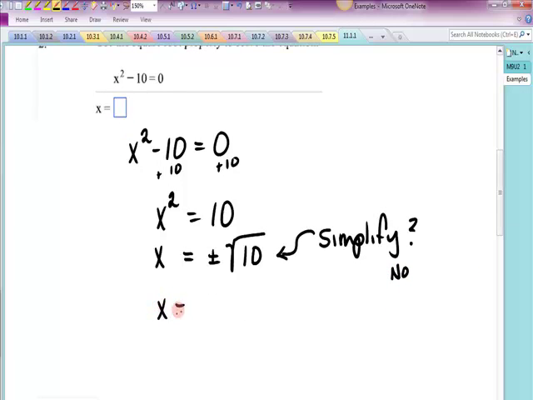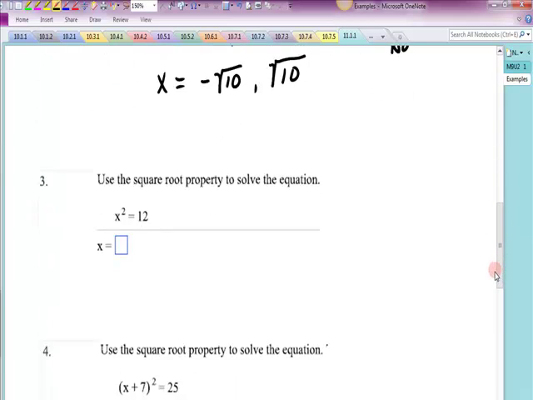So on a piece of notebook paper, that would be fine. In math lab, you're going to need the negative square root of 10, comma, the positive square root of 10 in any order. Make sure you are outside the radical, that you're not under the radical when you put the comma. Two answers. All right, let's look at another one.